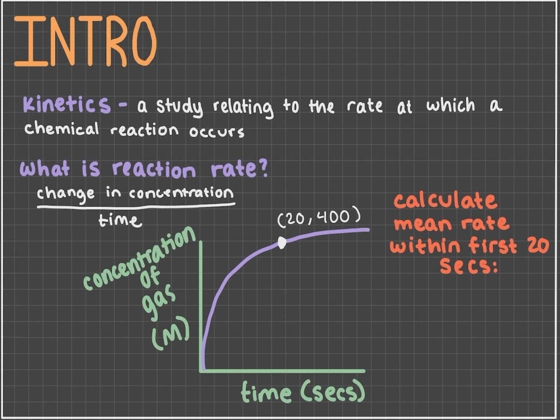You may be given a graph like this and be asked to determine the average concentration over an interval of time. To do this, you would simply calculate the slope of the graph. So, for example, let's calculate the mean rate within the first 20 seconds. At 20 seconds, the concentration is 400 molarity. So we can do 400 M over 20 seconds to get 20 molarity per second as our rate. So in that example, we found a change in concentration over time for our reaction rate, which goes back to the definition we talked about earlier.